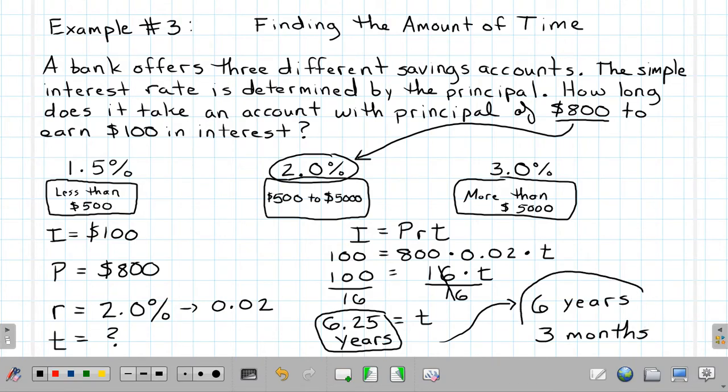And I'll elaborate how I get this value in a different question, how I get that 3 months there from the 0.25 years. But the question could ask you what is the amount of time in years and months. So 6.25, that's 6 years and 3 months. Once again, 6 years comes from the 6. 0.25 years is 3 months because it's a fourth of a year. 3 months is a fourth of a year. But once again, I'll elaborate on that once we get to the last example. But that's how you do a question about time: you plug in I, P, and R, and solve for T.